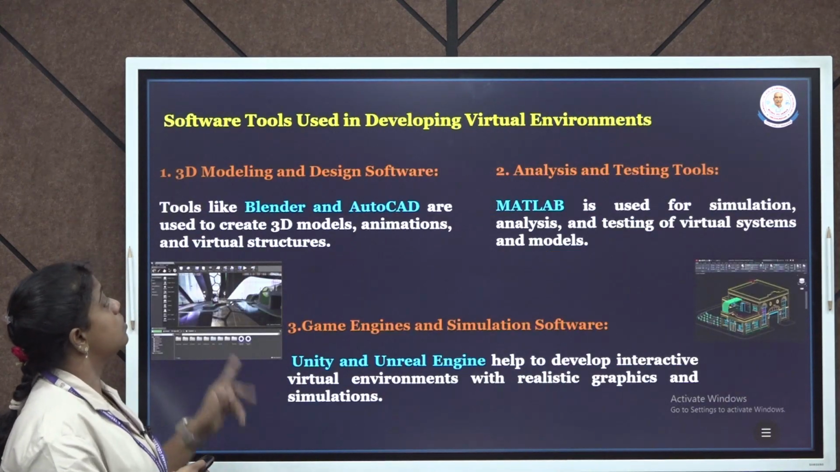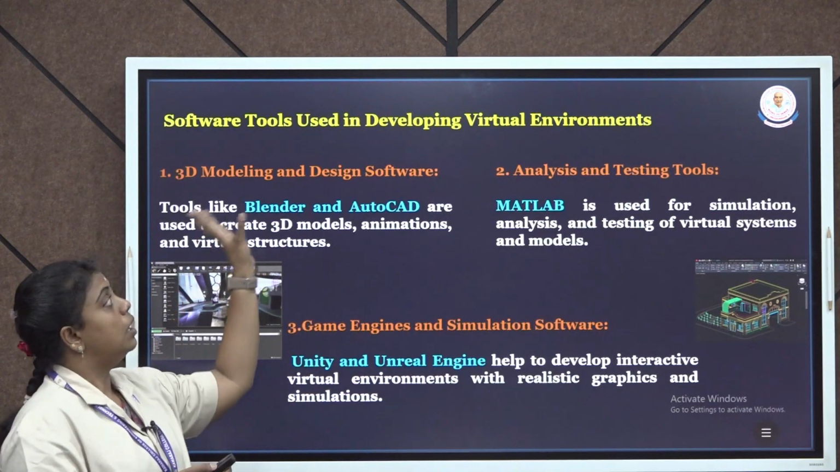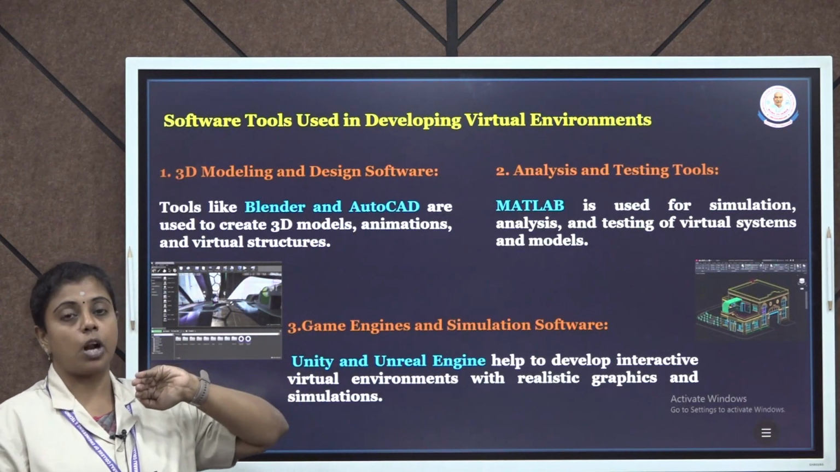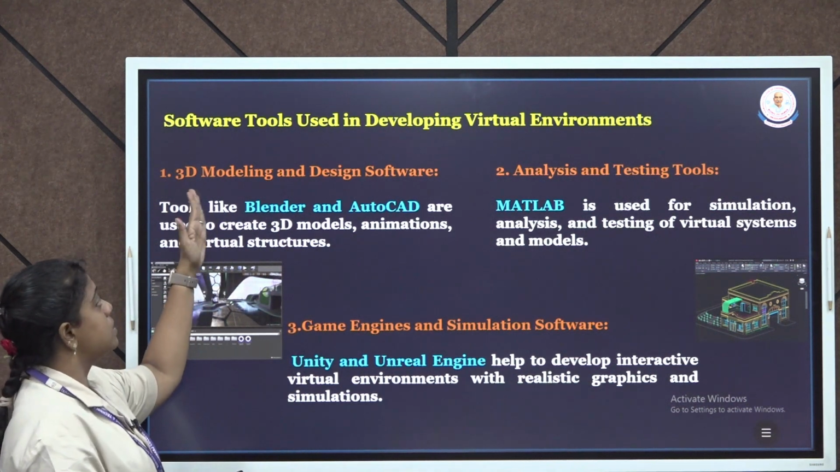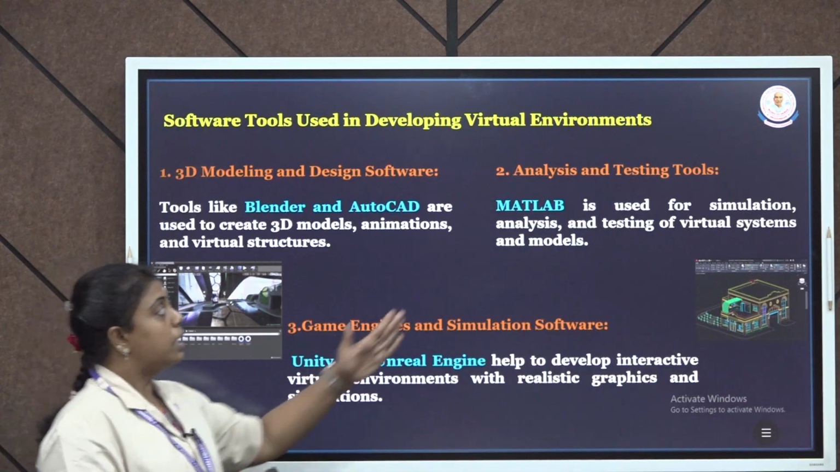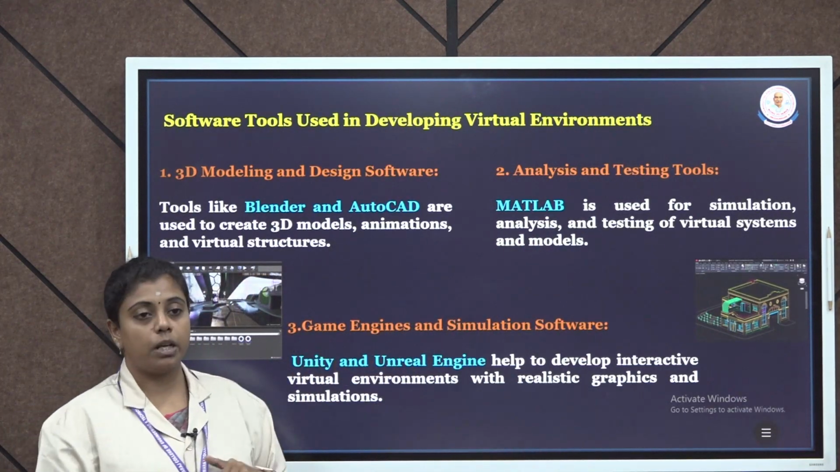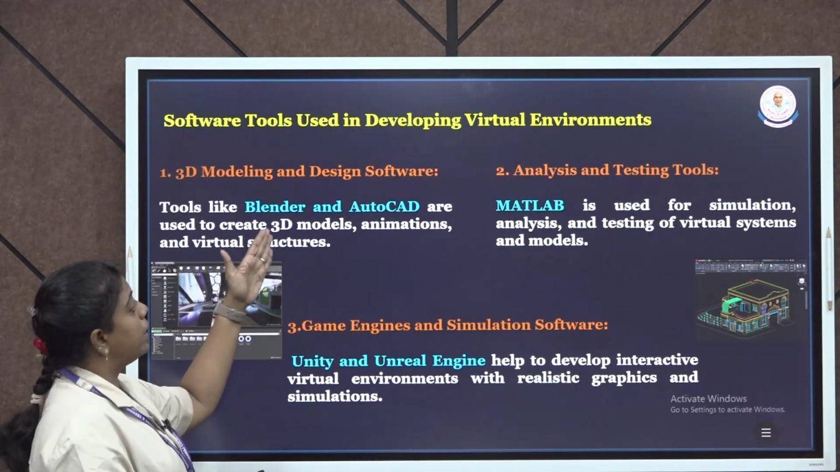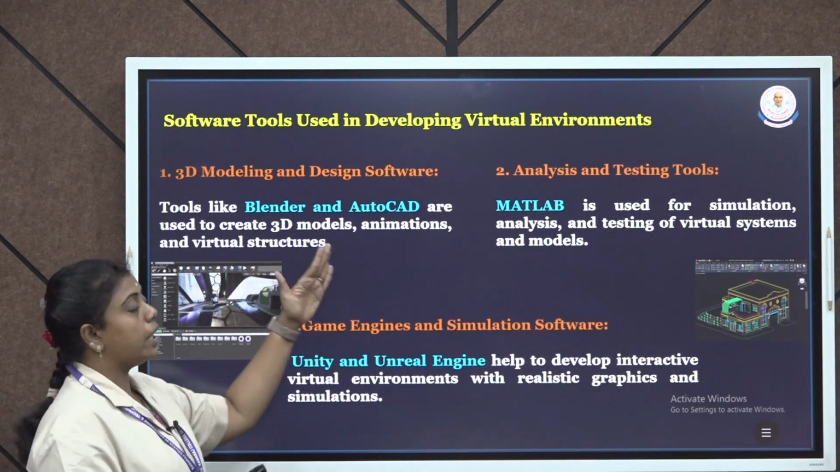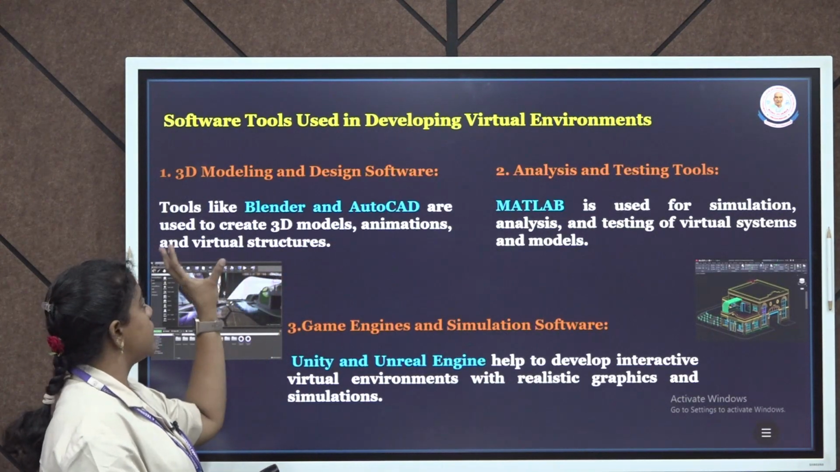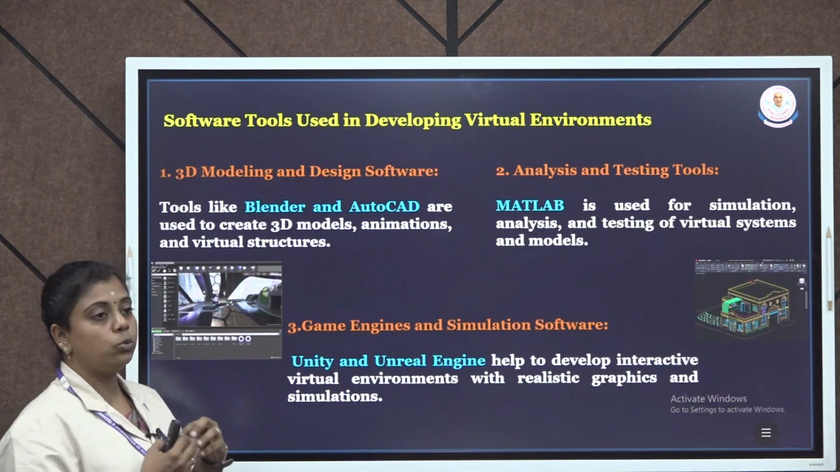Next one is software tools used in developing virtual environments. These software tools can be categorized into 3 types. First one is 3D modeling and design software. Next one is analysis and testing tools, and third one is game engines and simulation software. The best examples for 3D modeling and design software are Blender and AutoCAD. These two are used to create 3D models, animations and virtual structures.